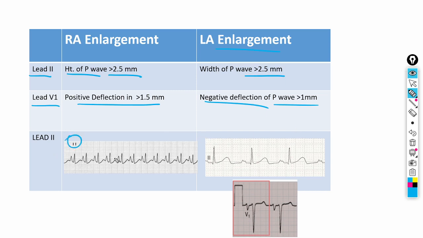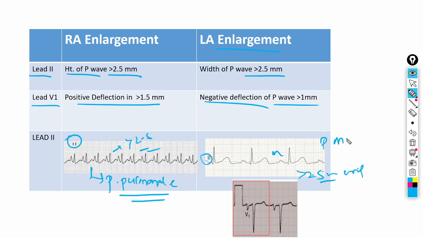In this case, we can see right atrial enlargement, with tall P waves in lead 2. This is known as P pulmonale. It is more than 2.5 mm. In this lead 2, there is a broad P wave, usually seen as an M pattern, more than 2.5 mm in width. This is P mitral, or in V1 we can see a negative deflection of more than 1 mm. This is a case of P mitral due to LA enlargement.